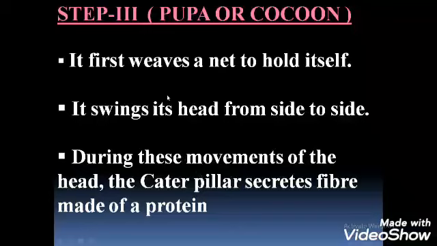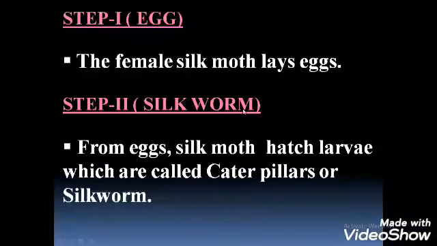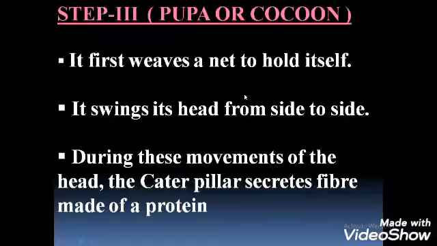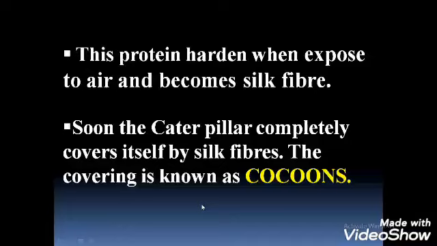So, in this step, the silkworm first weaves a net to hold itself. Then it swings its head from side to side and secretes fiber made of a protein. This protein hardens when exposed to air and becomes silk fiber. Soon the caterpillar completely covers itself with silk fibers. This covering is known as cocoons or pupa. This is the third stage.